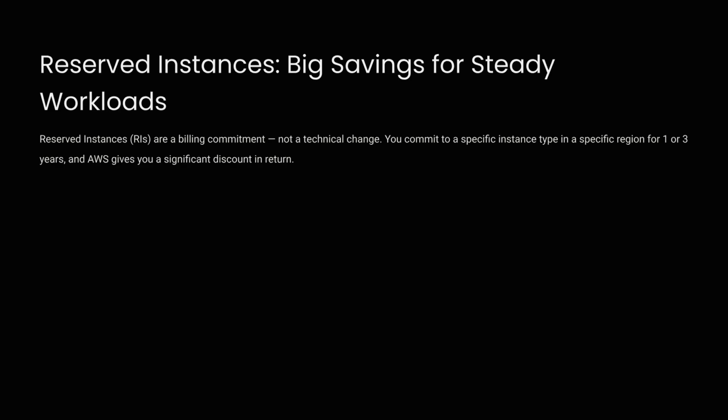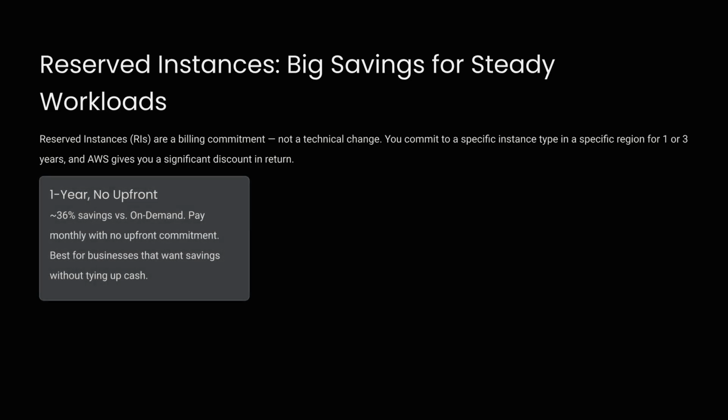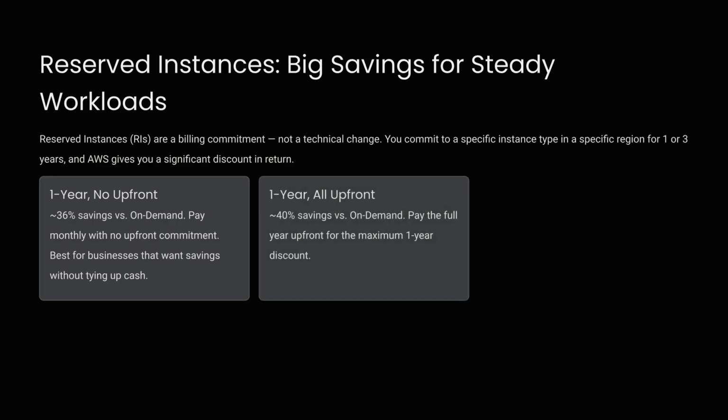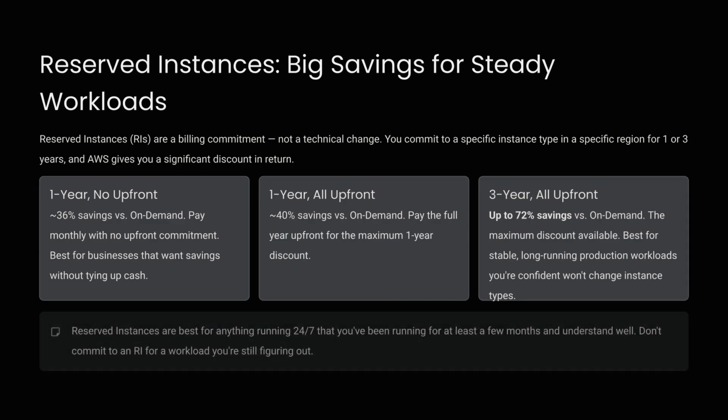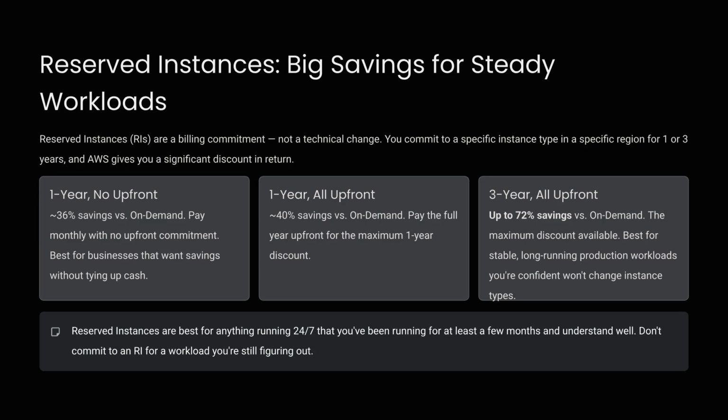Commit for 1 or 3 years to receive discounts. Options include 1 year with no upfront, 1 year with all upfront for a larger discount, and 3-year all upfront for up to 72% savings. Only commit to RIs for workloads you understand well.